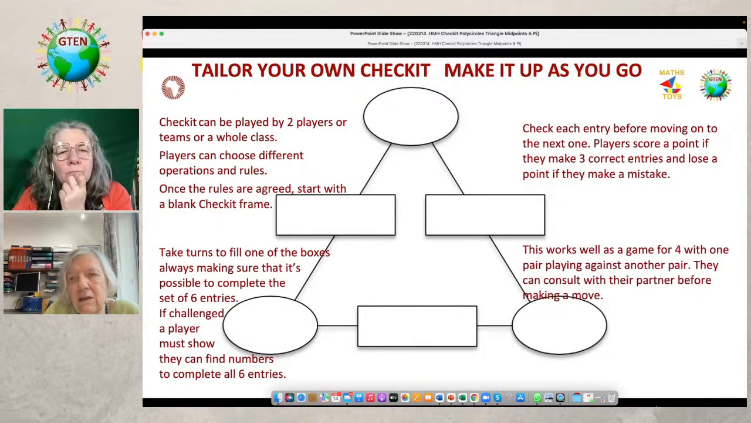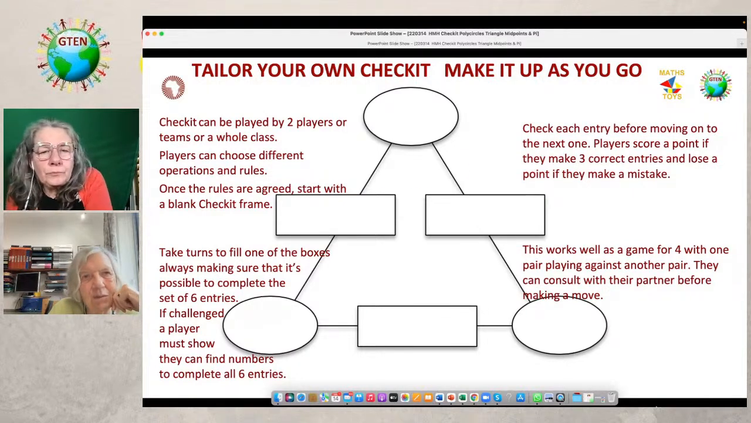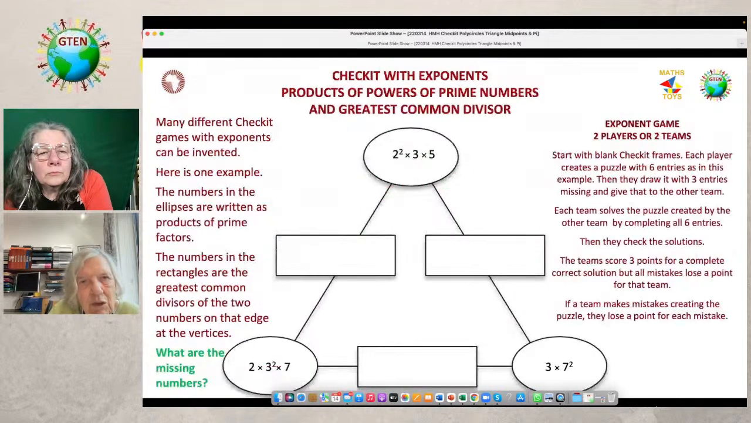It's actually quite a good game for 2 pairs, to have a game with 4 people, but a pair playing against another pair, because then the pair can consult and check things together. Yeah, nice collaboration. It's really nice when you do it that way. So there are different possibilities. Everyone plays the game and they suggest numbers to be put in the boxes.